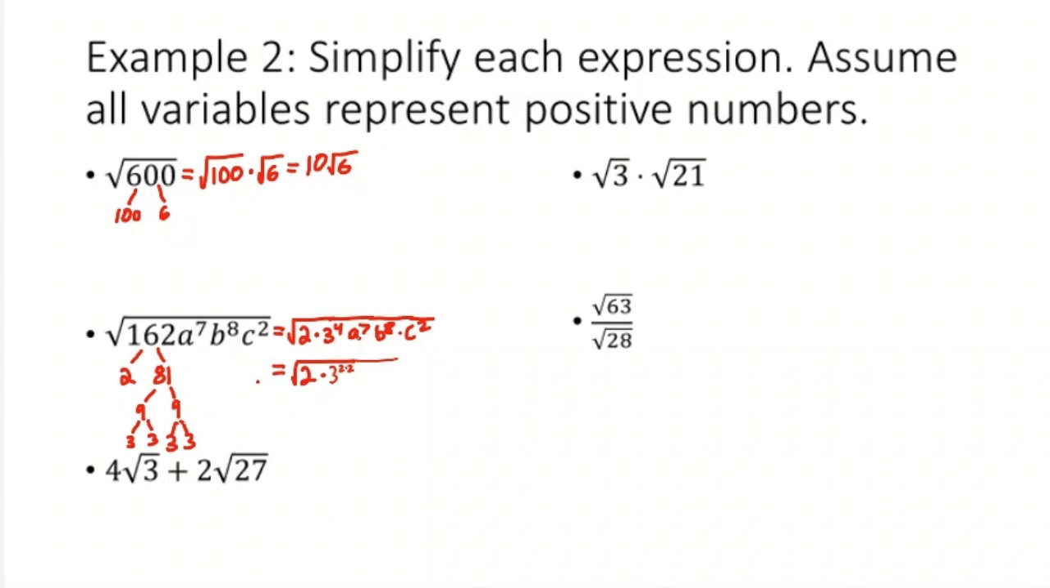Now, for a to the 7th, 7 is an odd power. If we do 7 divided by 2, that equals 3 remainder 1. So a to the 7th, we can rewrite as a to the 2 times 3, 3 being the quotient of our division, times a to the first, a to the first because our remainder is 1. Now, 8 divided by 2 is 4, so b to the 8th can be rewritten as b to the 2 times 4, and c squared is the same as c to the 2 times 1.